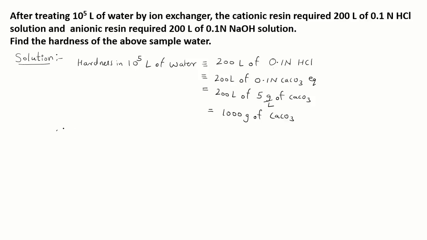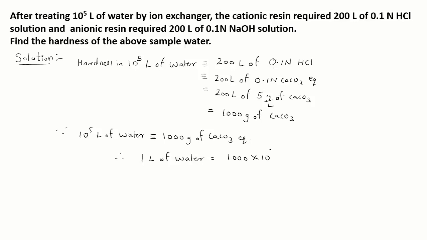So 200 into 5 will be 1000 grams of calcium carbonate. Now we see here, 5 gram per liter, because we know that 1 normal is 50 gram per liter, so 0.1 normal in 1 liter will be 5 gram per liter. Okay, so that means 10 raised to 5 liters of water contain 1000 gram of calcium carbonate.